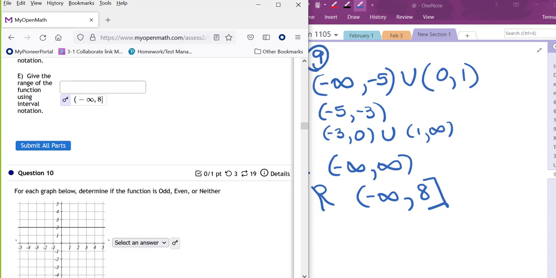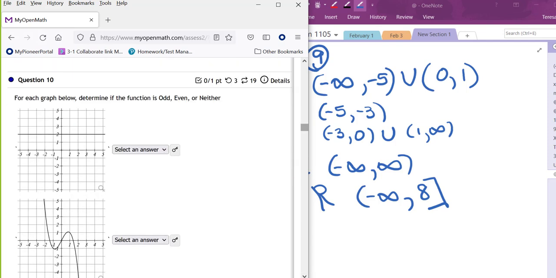And I picked this one to just give you some examples from pictures, whether it's odd, even, or neither. The first one, this is even, because it's the same picture on the left of the y-axis as it is on the right. So this one is going to be even. Right, and I could have just checked that.